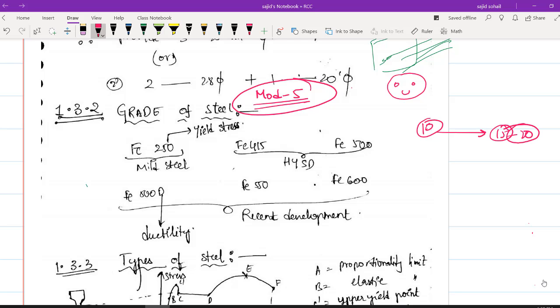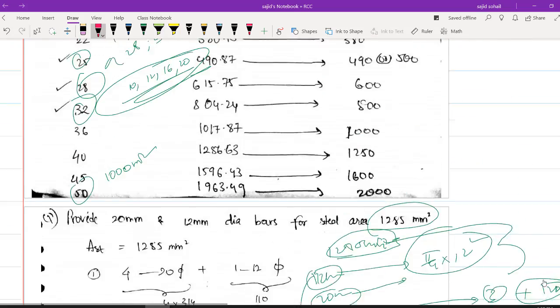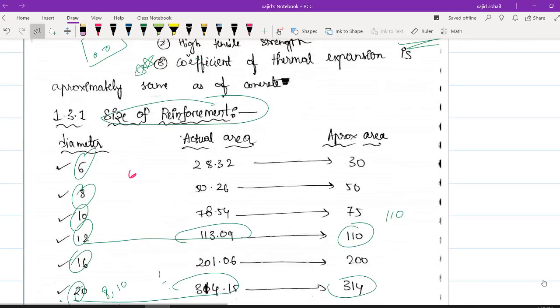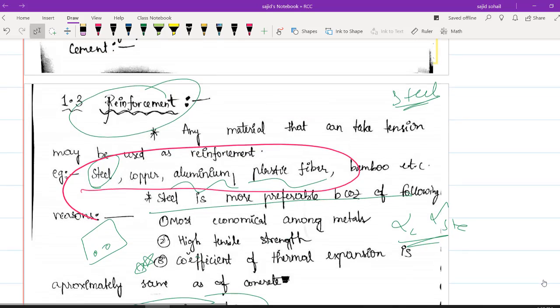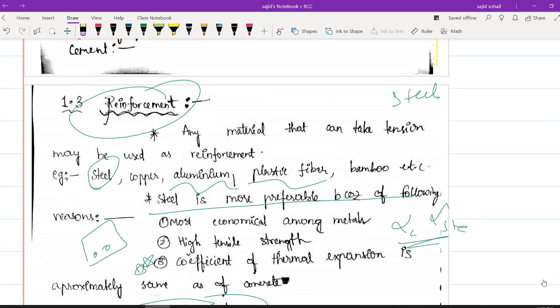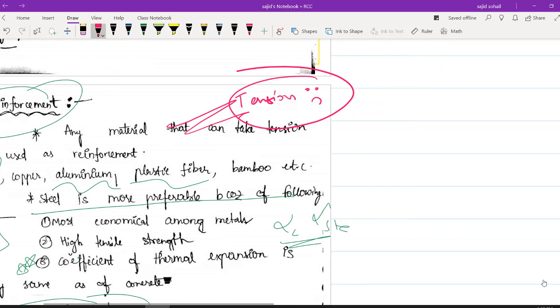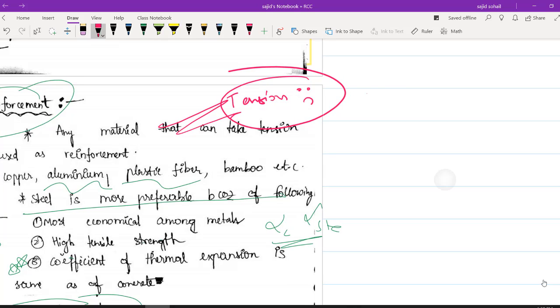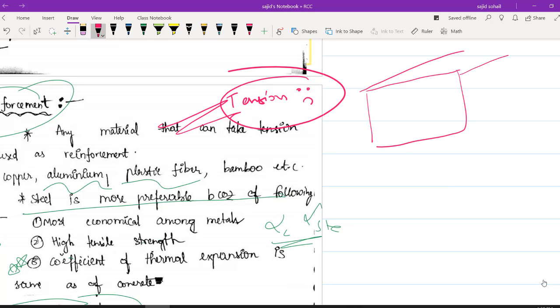So while studying this topic you should be aware of few things. Okay, in the last module I have started the concept of reinforcement. I have told you the concrete whatever we have, it is very good in taking compression, but it cannot take what? Tension. Concrete is poor in tension. So obviously whenever you are loading, आपको tensile forces भी आएंगे, compressive forces भी आएंगे. So whenever we have tensile forces, concrete cannot take it. That's why in concrete we are introducing some reinforcement.